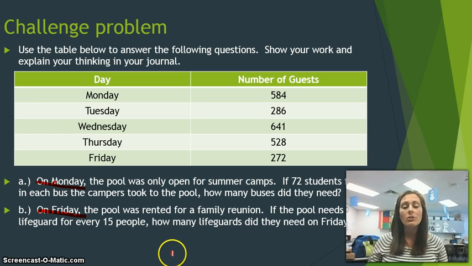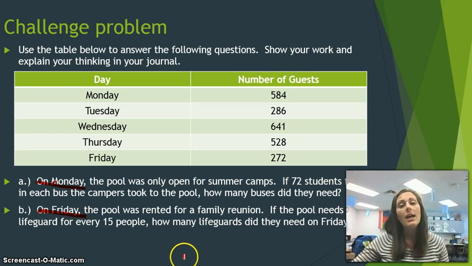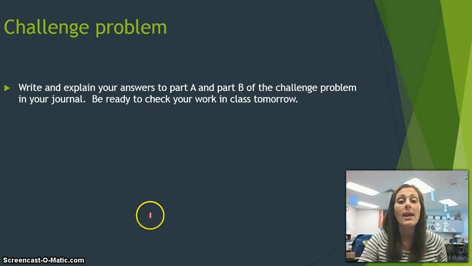So you guys, you're answering A and getting an answer and explaining it, and then you're answering B by getting an answer and explaining it. Write and explain your answers to part A and B of the challenge problem in your journal. Be ready to check your work in class tomorrow.